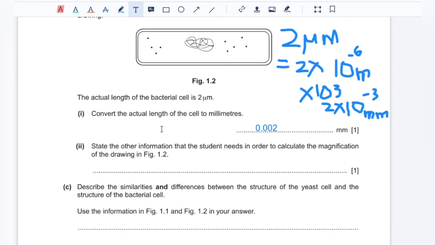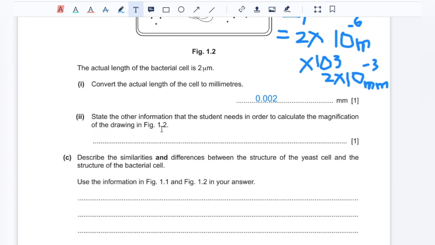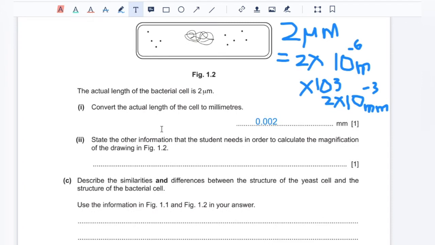State the other information which the student needs in order to calculate the magnification of the drawing in figure 1.2. So magnification is equal to the image size or length of the image divided by the actual length, or the length of the bacterial cell in this case. So you need the length of the image.